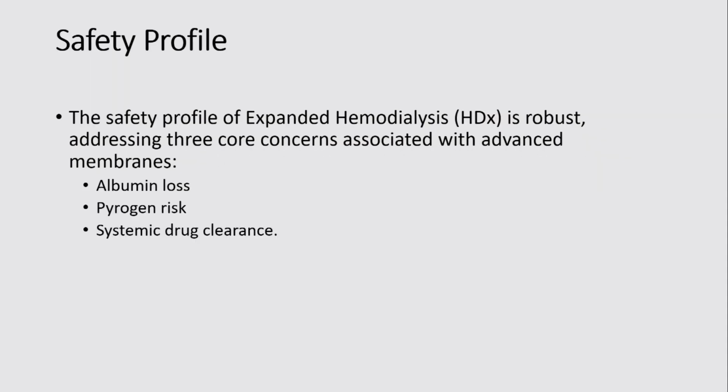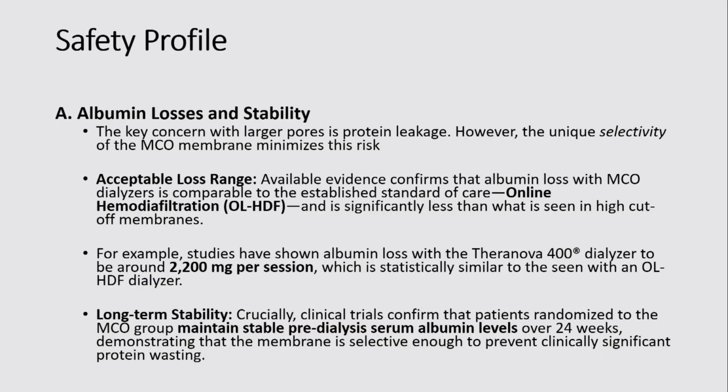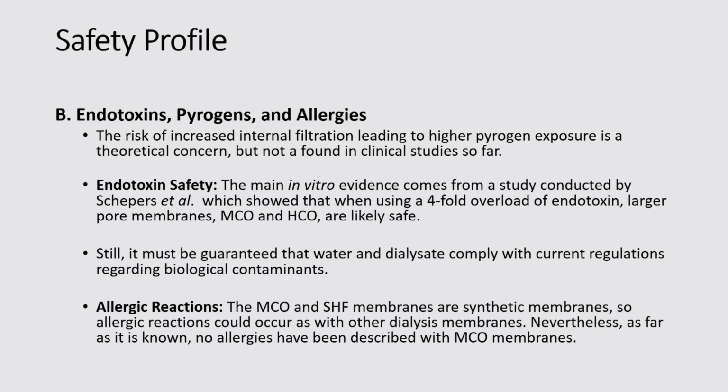Coming to safety profile, we have discussed the albumin losses, that there is some albumin loss, but it is comparable to other modalities of high flux hemodialysis or even online hemodiafiltration, and over the long term it gets stabilized. Coming to safety profile with respect to endotoxins and pyrogens, it is a theoretical thought that if there is more internal filtration, there is more chance of exchange of pyrogens and endotoxins.